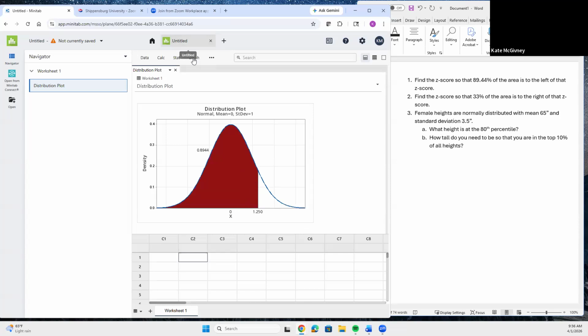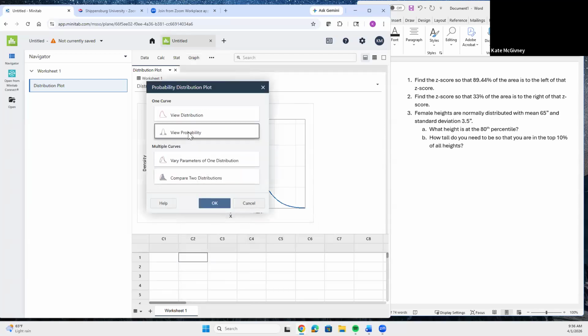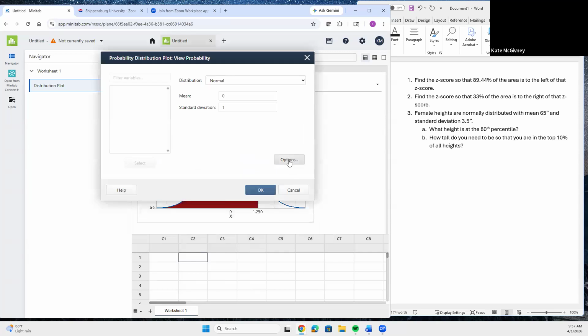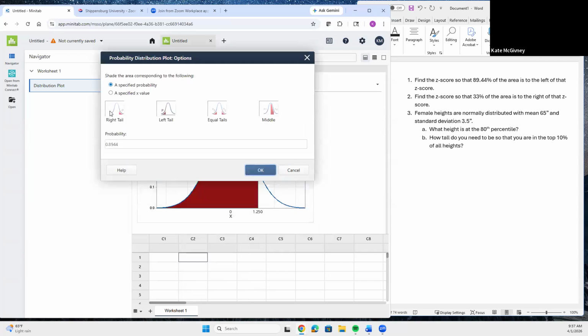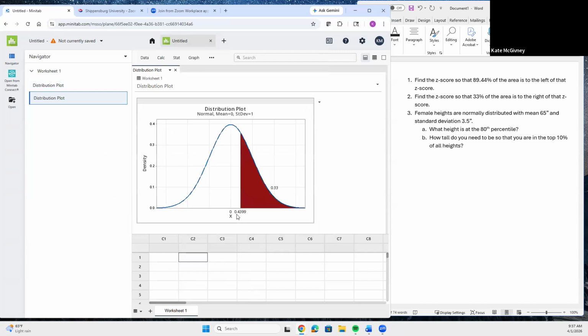To figure out what it is exactly, go back to where we were, still looking at a standard normal. We want the area to the right. So click right tail. Make sure that this says a specified probability because you know the shaded area is 0.33. We want to know what is the corresponding z-score. And we can see the z-score is 0.4399.